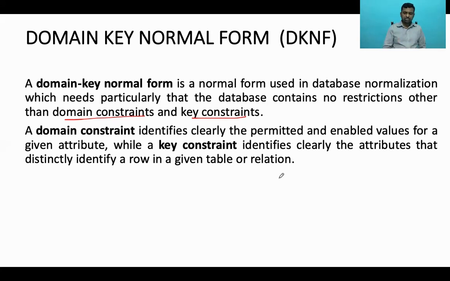When I say key constraint, it identifies clearly the attribute that identifies the row in a given table. It can be a primary key, a foreign key, or any key that identifies the value. These two constraints must be there. If these two constraints are there, then it is said to be in domain key normal form. I'll repeat: domain constraint is all about giving a restriction for a particular column, for example what kind of value is permitted, what type, and how big the value is. All these things are set by the domain constraint. And the key constraint sets how the key identifies the entire row.